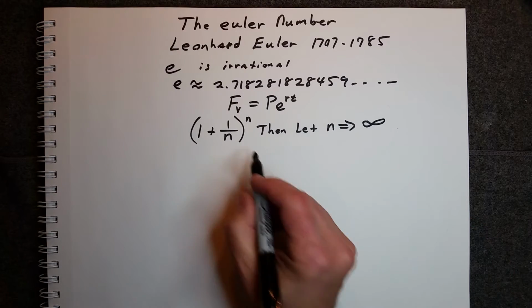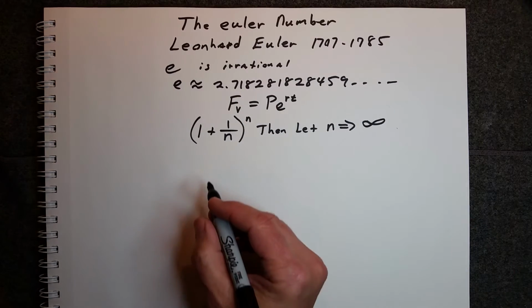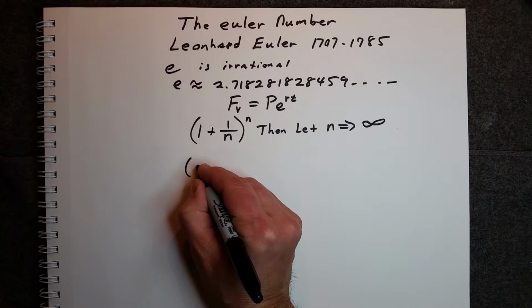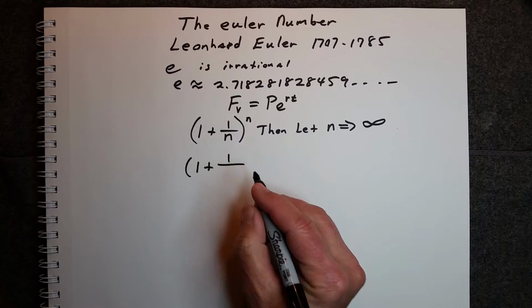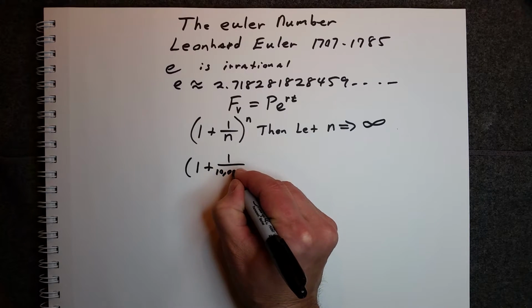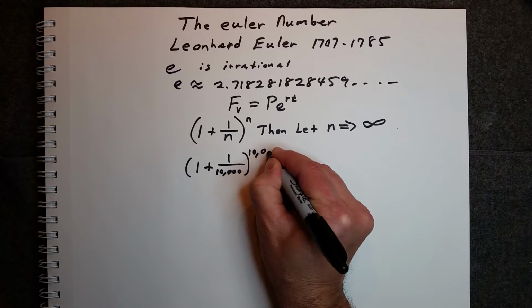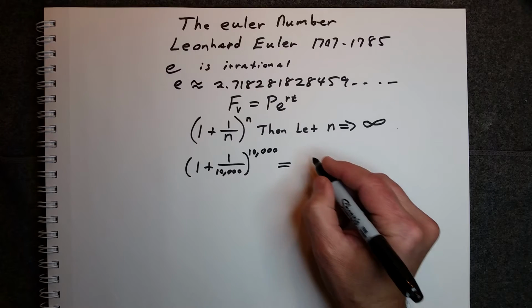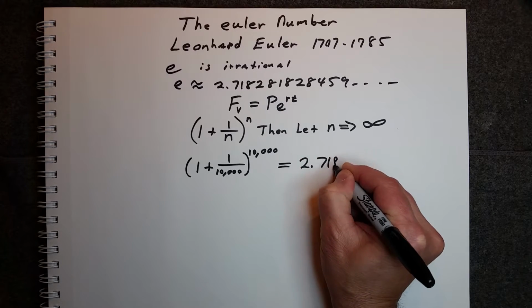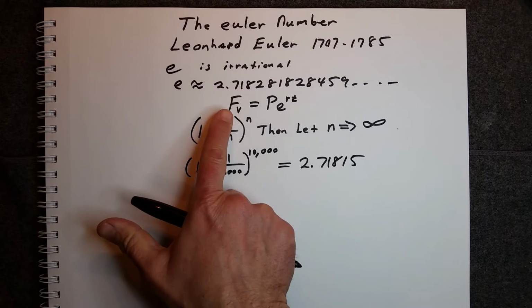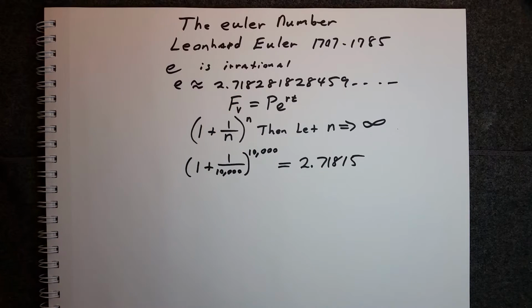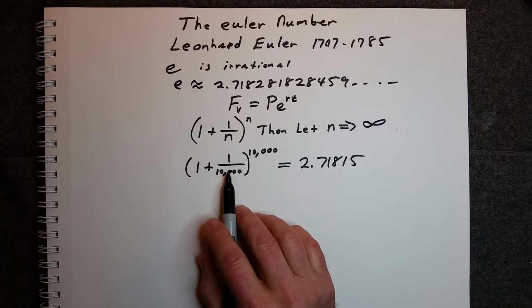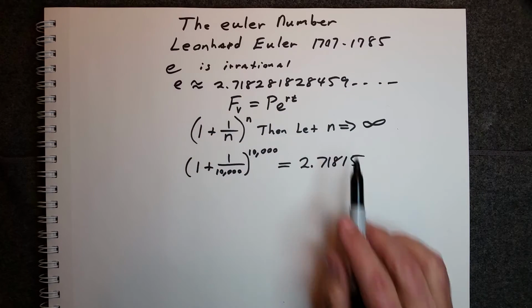So let's just pick a really large number for n and see what we get. If we take 1 plus 1 over, let's just say, 10,000, depending on your calculator and how many places, it gives you 2.71815. Not too bad. We get the first 3 digits, and then we're off by 6 10,000ths, which is not too bad, but not exactly there. If this number kept getting bigger and bigger, then you'd approach this Euler number.